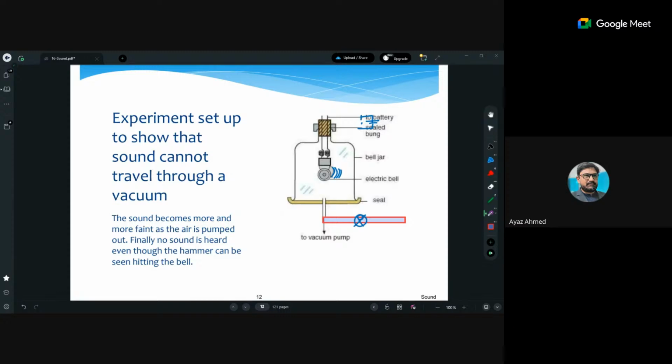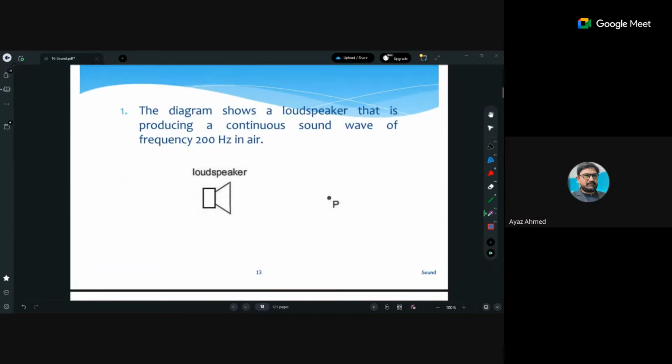Now evacuate the air through the vacuum pump. The bell will be continuously ringing inside, but you cannot hear it. It means the sound is produced, but it cannot reach you. Why? Because of its nature, it cannot travel through a vacuum. So that is why sound cannot travel through vacuum.